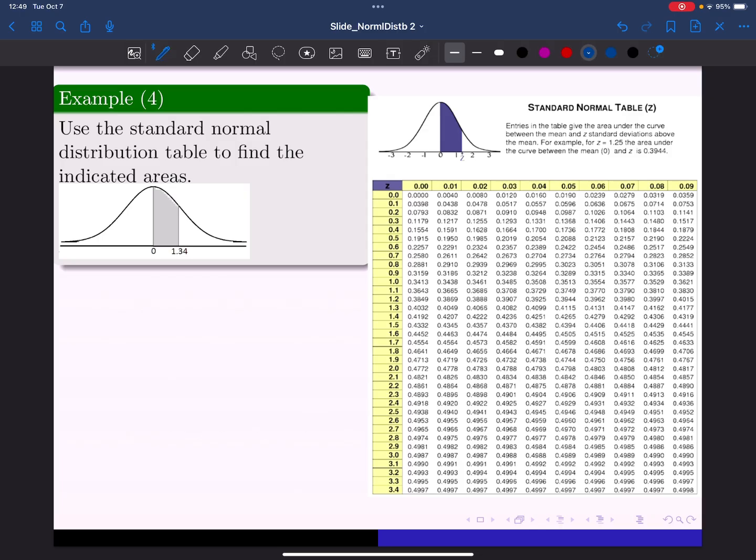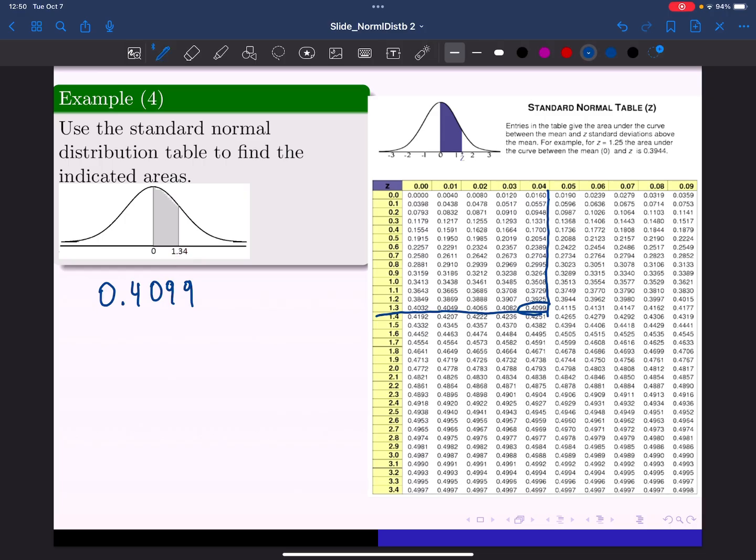One more time, 1.3 is right here, and I'm going through the intersection to the 0.04. So this is the intersection, and I'm looking at this area. So the area would be 0.4099. This is the area under the normal distribution. This is also the probability of how much data lies between 0 and this z-score, how many standard deviations away.